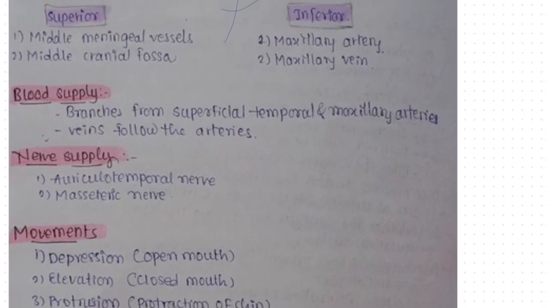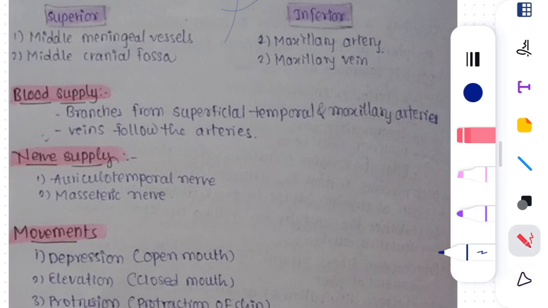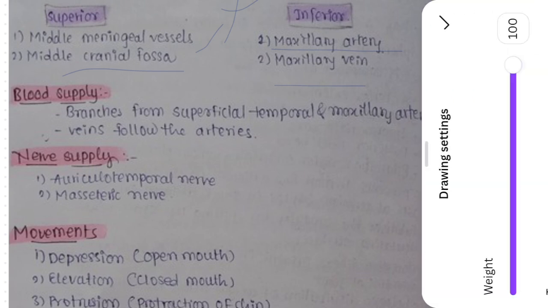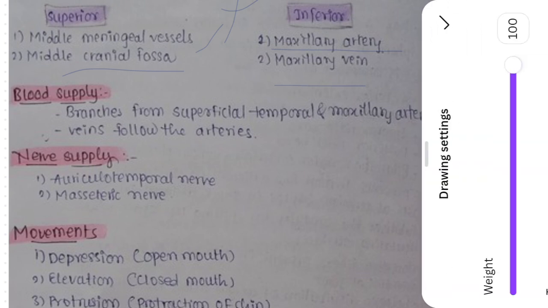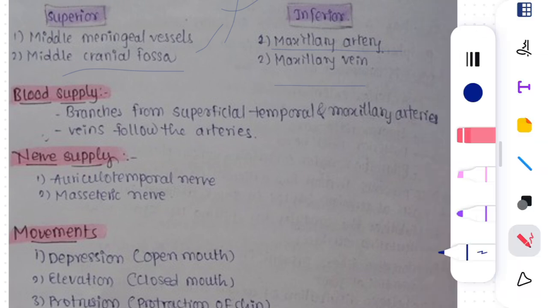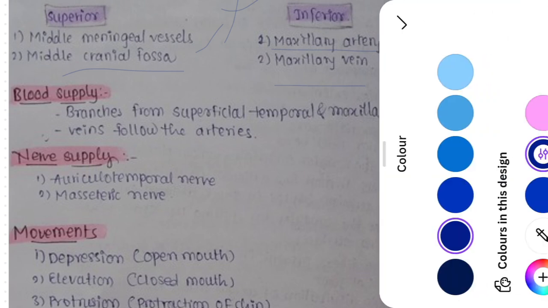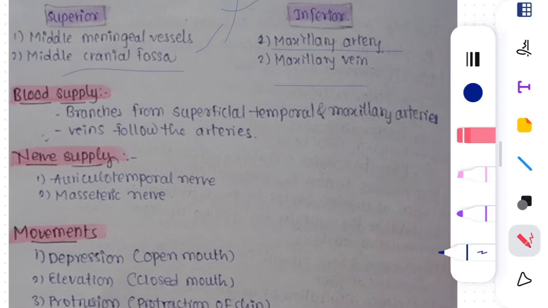Next we will see the blood supply. Branches from the superficial temporal and maxillary arteries. Veins follow the arteries. It is the branches of the external carotid artery that supply blood to the articular disc and TMJ. Next we will see about the nerve supply. The nerve supply is by the auriculotemporal nerve and the masseteric nerve.